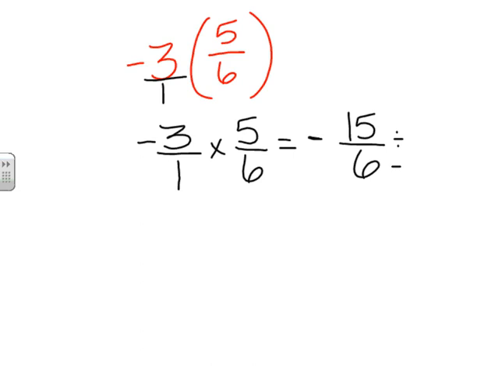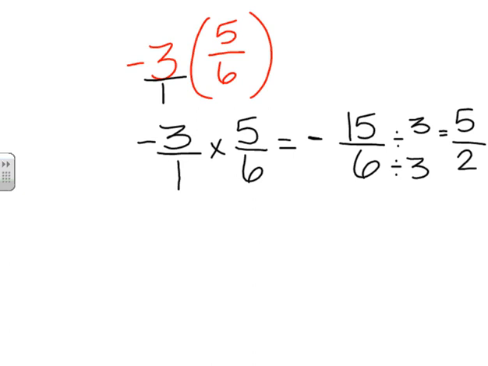We're going to divide on top and bottom. We're going to divide the numerator and the denominator by a common factor. So think of a number that goes into 15 and 6. Okay, 3 is going to be the number that we need. So 15 divided by 3 is 5. 6 divided by 3 is 2. So we have the fraction 5/2.